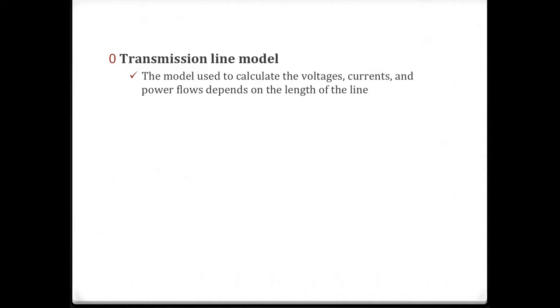To deal with the performance of the line during normal operating conditions, transmission lines are represented by an equivalent model with appropriate circuit parameters on a per-phase basis. Therefore, the three-phase system is reduced to an equivalent single-phase system. The model used to calculate the voltages, currents, and power flow depends on the length of the line. So we have three models of the transmission line based on length.